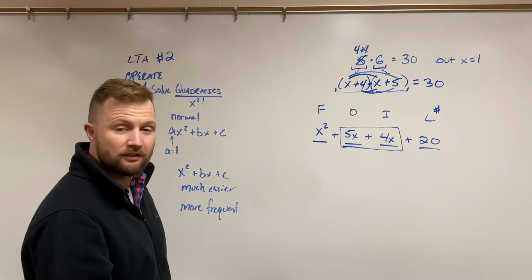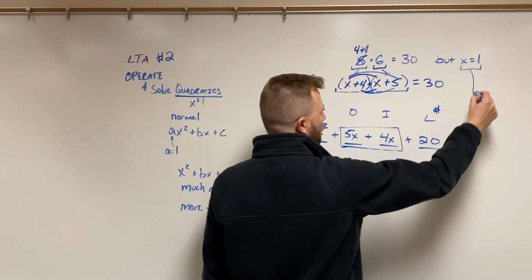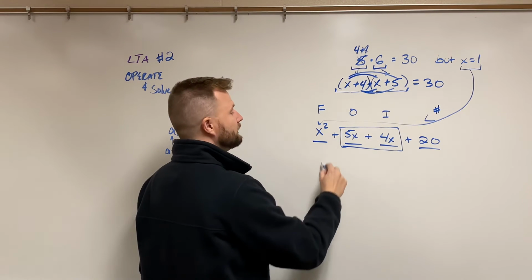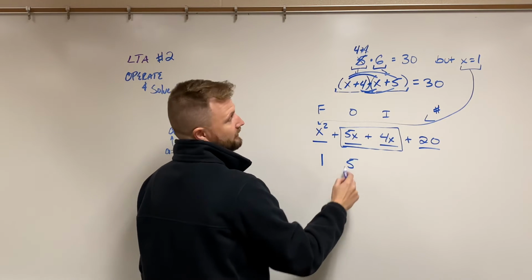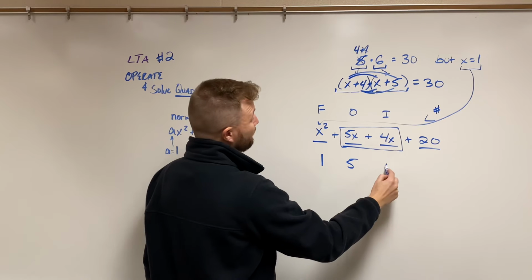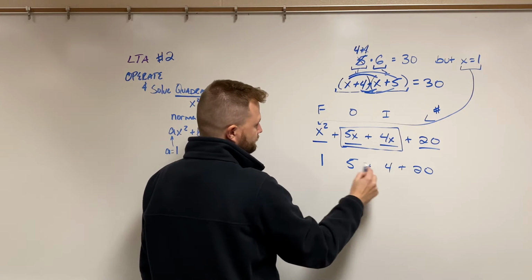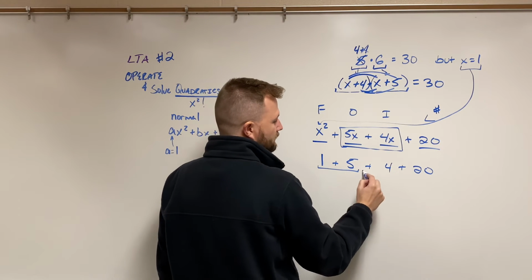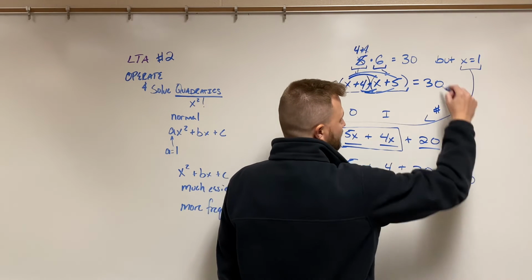Well, sure enough, check it out, my friends. Let's plug that 1 back in. What is 1 squared? 1 times 1? 1. What's 1 times 5? 5. What's 1 times 4? 4. And then, oh, that's just 20. 1 plus 5 is 6. Plus 4 is 10. Plus 20 equals 30.